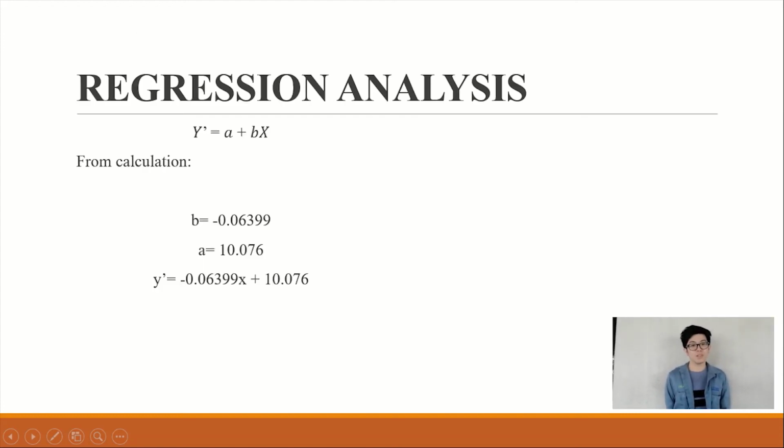For the next step is the regression analysis. We use the equation y prime equals a plus bx. From the calculation, we get the value of b and the value of a, and we can form the equation y prime equals negative 0.06399x plus 10.076. That's the equation for us.